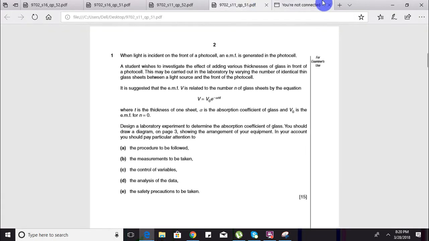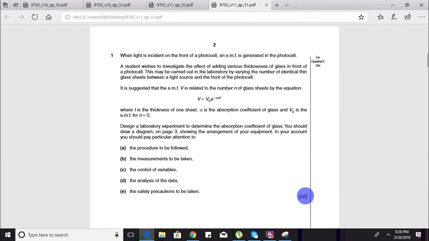So over here we have this scenario of light, probably white light, that is incident on the front of a photocell. And because of that, an EMF is generated. And remember, this will have to do with conservation of energy, because that EMF is a manifestation of energy, and that energy would have initially come from the light, or would have been carried by the light.